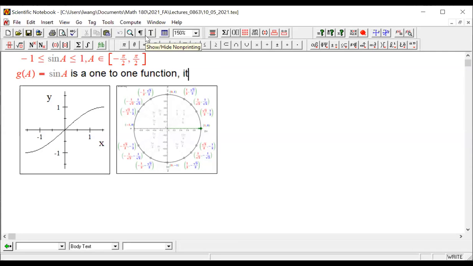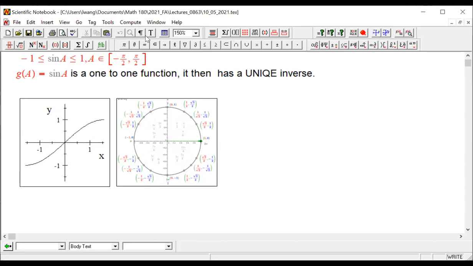It then has a unique inverse. It has a unique inverse. And that inverse, we're going to have a name: G inverse of x.